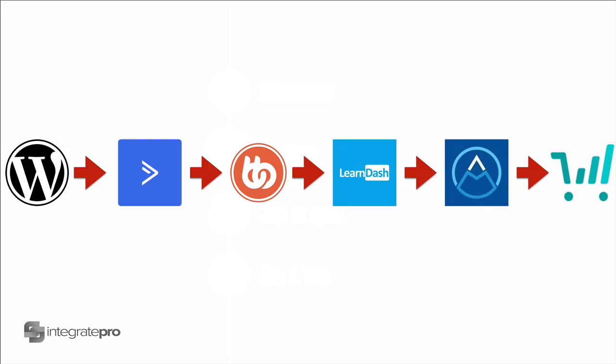Now, importantly, the order you do this helps. If you do it in the order where we start with WordPress, go to ActiveCampaign, followed by BuddyBoss, then LearnDash, next is ActiveMember 360, and finally ThriveCart, you'll have the most efficient, quick setup possible.